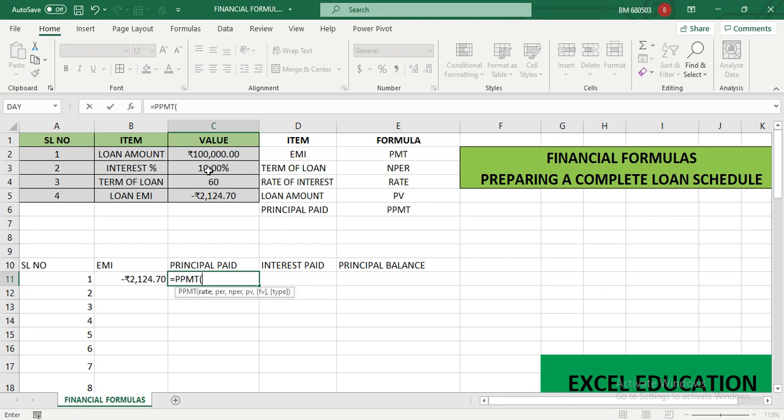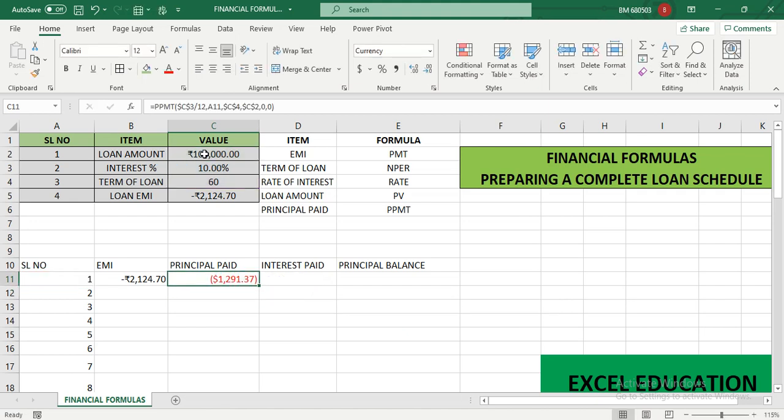So here I am taking the rate again as 10%. Of course, it has to be locked because we are going to click and drag. Then it is asking the current period. Current period is the serial number, and what is the total number of periods? Total number of periods is again 60, which can be locked again. And what is the present value? Present value is 1 lakh, which has to be locked again. And future value is 0, and payment type is 0.